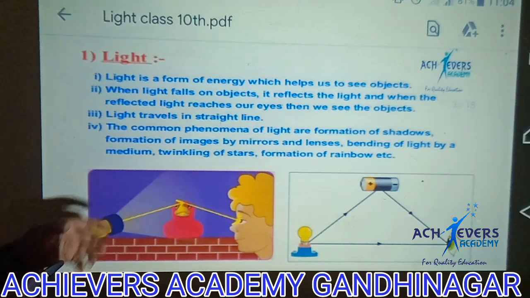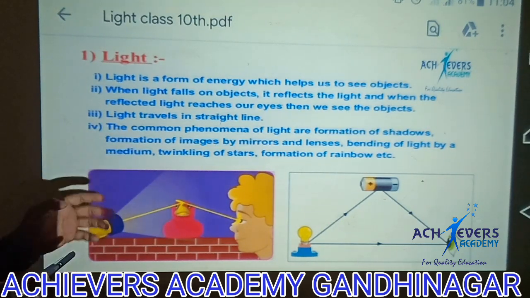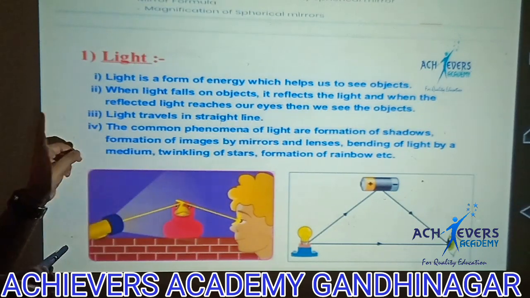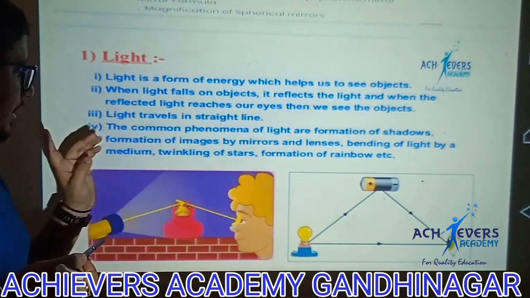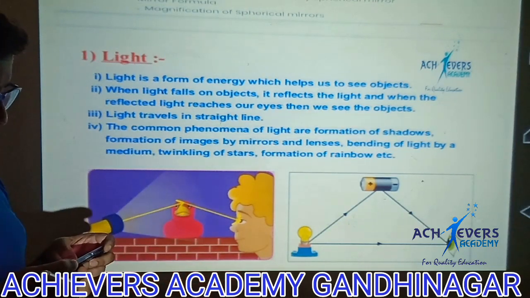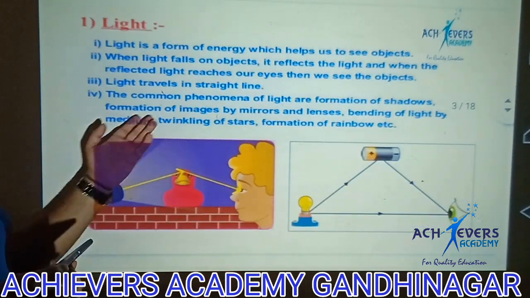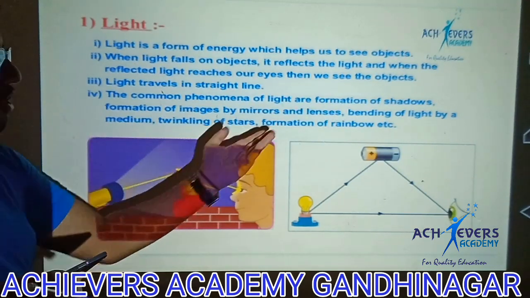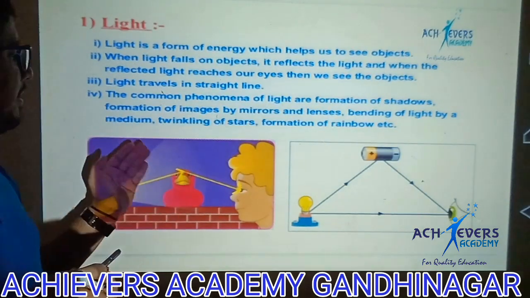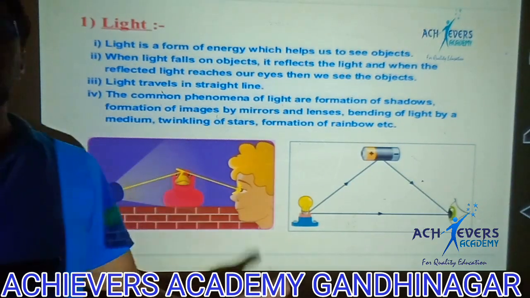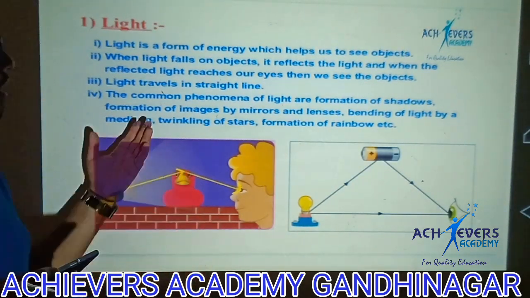Clear? Understood? Then, light travels in a straight line. Always the light will be traveling in a straight line. Then the common phenomena you have seen of light are formation of shadow, formation of image by a mirror or lens, bending of light by a medium, twinkling of stars, formation of a rainbow. These are the real life phenomena of light.